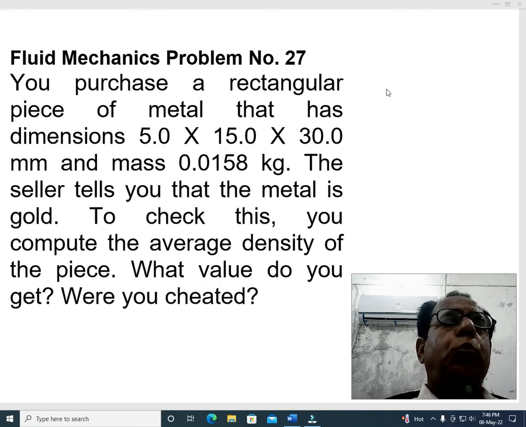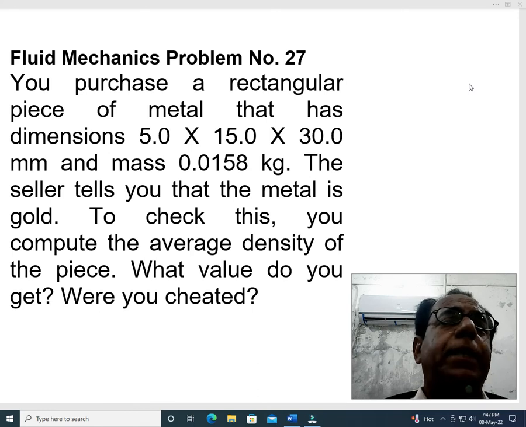Okay, fluid mechanics problem number 27. As usual, we first come to our statement. You purchase a rectangular piece of metal that has dimensions 5.0 by 15.0 by 30.0 mm and mass 0.0158 kilogram. The seller tells you that the metal is gold.